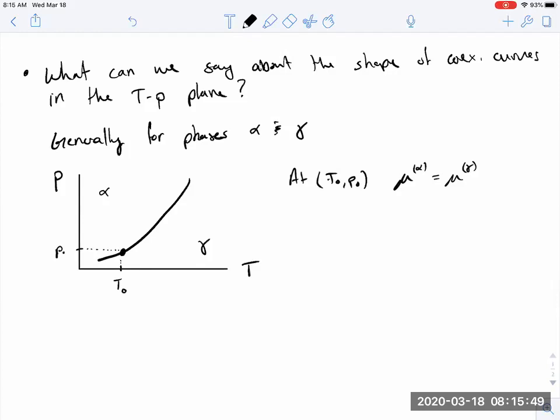Now imagine I took that system and I heated it up a little bit by some amount dT. If all I did was heat it up, well, I'd go from a region of coexistence where alpha and gamma could be held in contact to a case in which gamma would be preferred. But imagine at the same time as increasing the temperature, I increase the pressure.